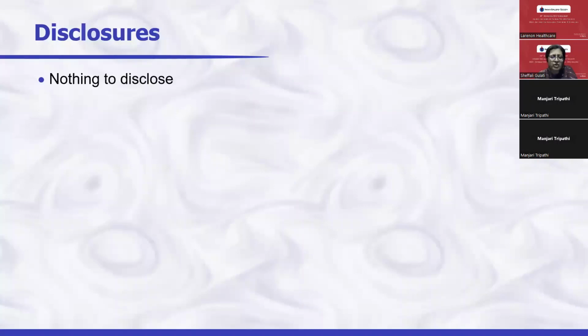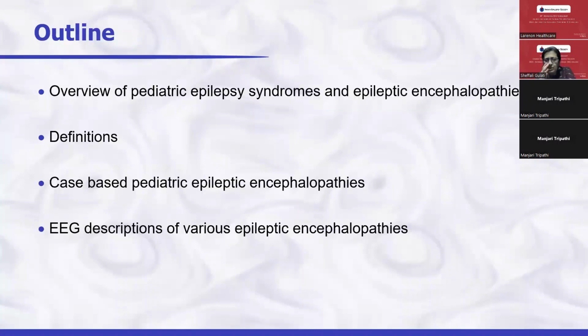Yes. Okay, so the outline, how I propose to proceed, is having an overview of pediatric epilepsy syndromes and epileptic encephalopathies, with the terminologies evolving over the years; the definitions; the case-based pediatric epileptic encephalopathies, for which I have chosen some cases for you; and the EEG descriptions of various epileptic encephalopathies.